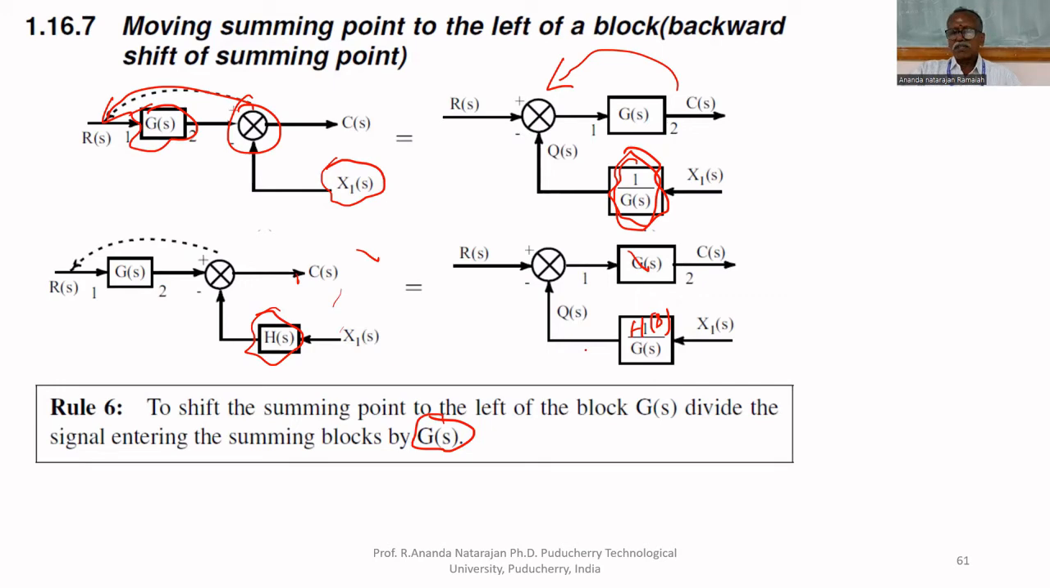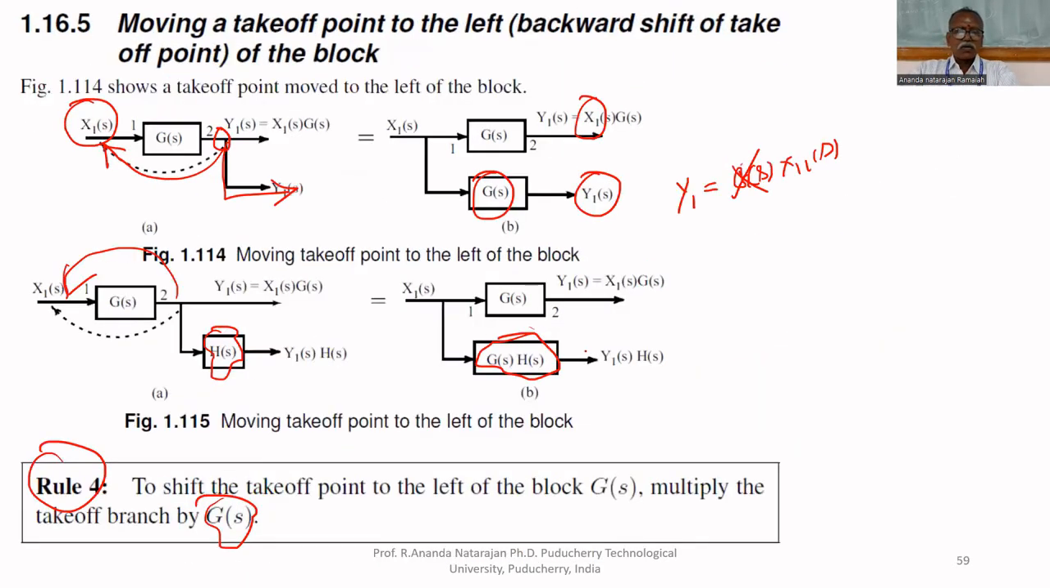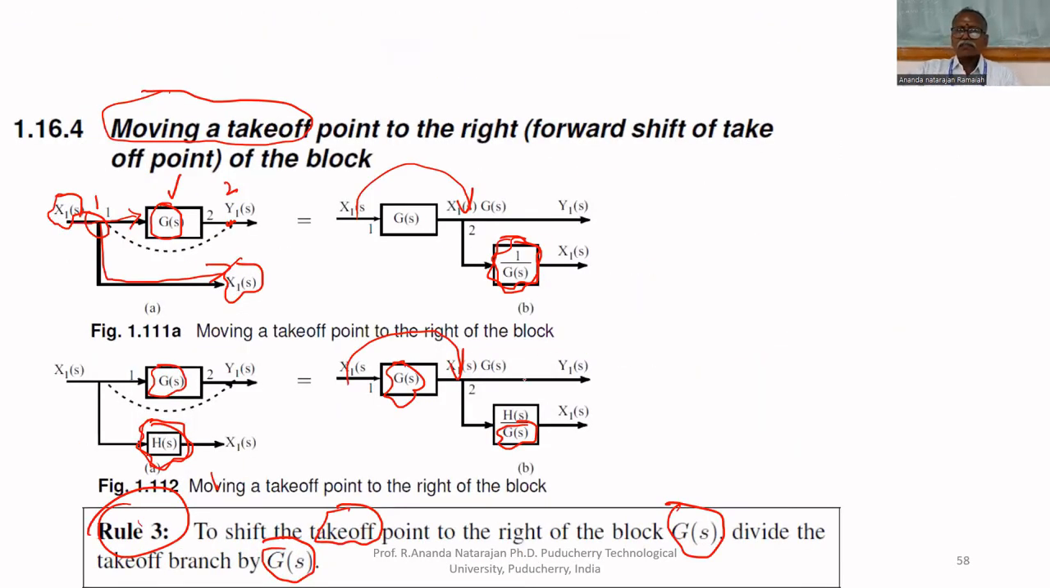Third rule, shift the summing block ahead of the block, a forward shift. If you want to do the forward shift, the signal is not amplified. If you shift that, it will be amplified. Therefore, divide. That's all. That signal is after takeoff. If it is multiplied by H of S, multiply by H of S by G of S to nullify the effect of G of S.